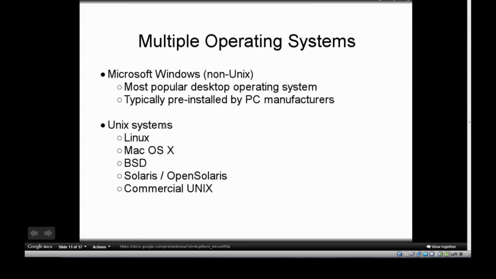Unix systems, on the other hand, are installed by the end user, except for commercial Unix systems and Mac OS X. Mac OS X is probably the best-selling Unix system to date. And Linux, which includes the Android platform, is probably second.